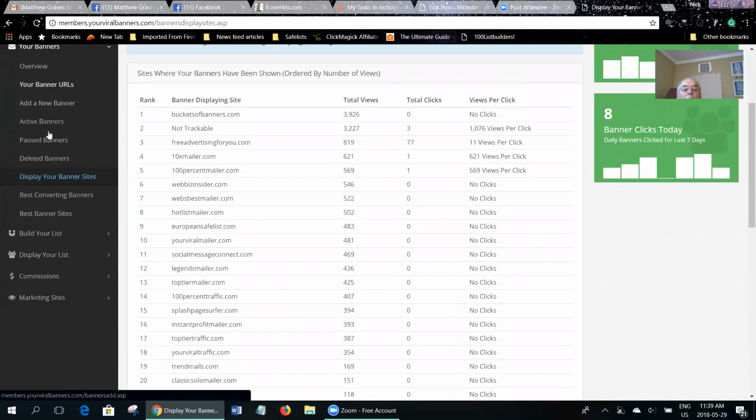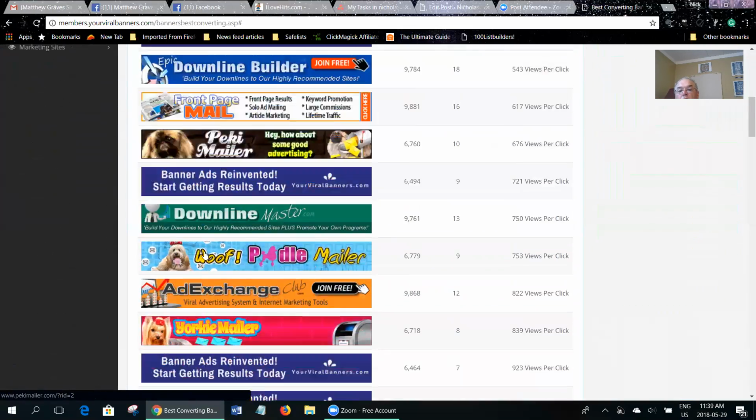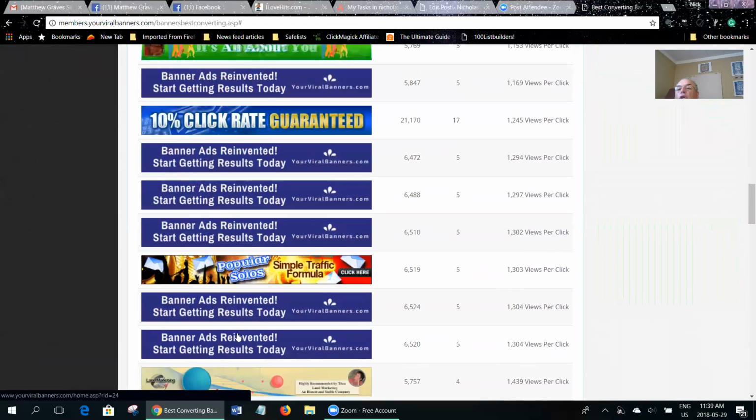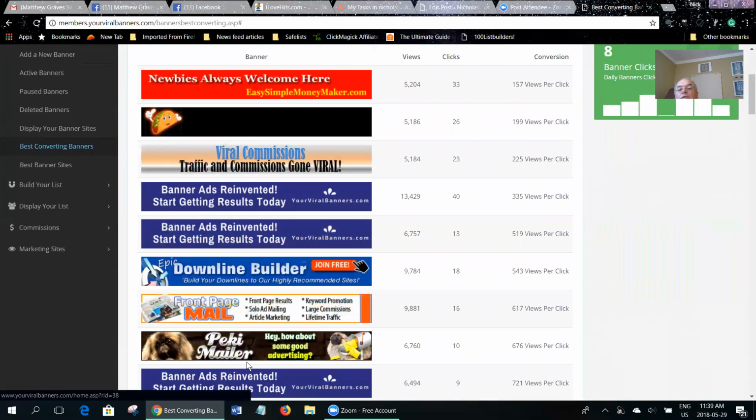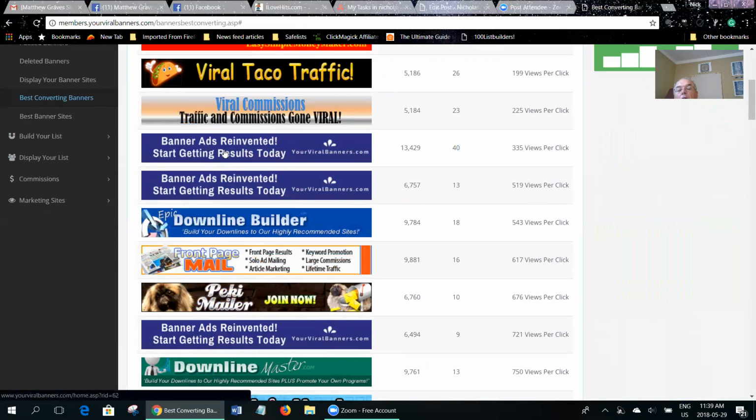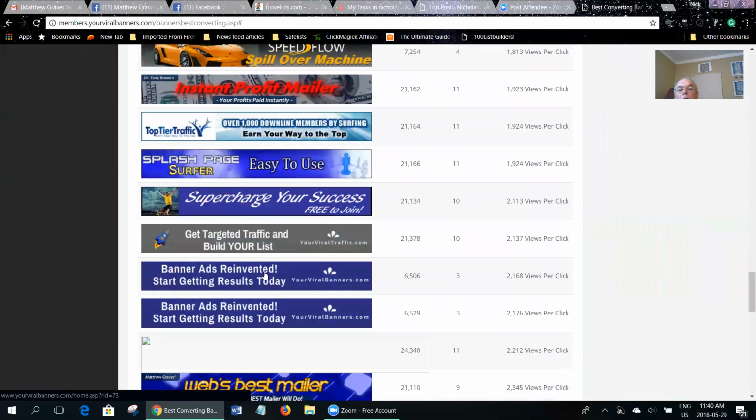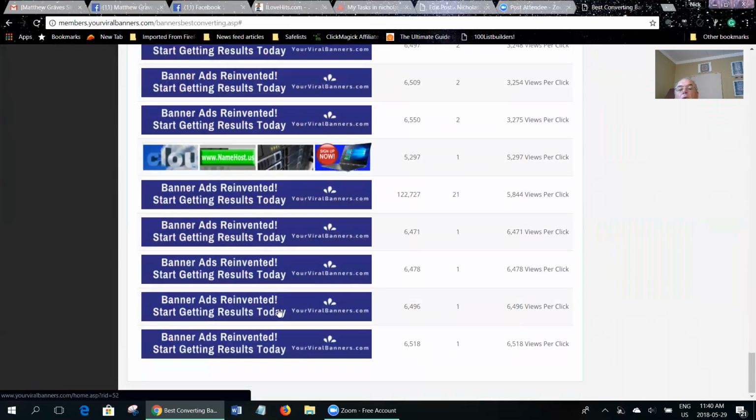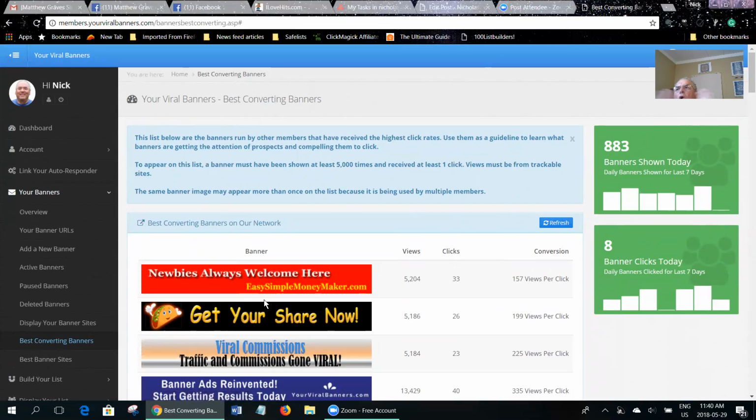So this one, best converting banners. These are just other members' banners that are converting well. Okay, so I'm not sure that you can infer too much from this except to see what banners are doing well. So if you're not advertising the banner ads reinvented your viral banners, then maybe you should get that into rotation because it's getting clicked and it's a hot item. If you look through here, you can see that this is a very hot item. Okay, and I'm probably advertising most of these banners somewhere or other. So that gives you just an overall of what banners are doing well.